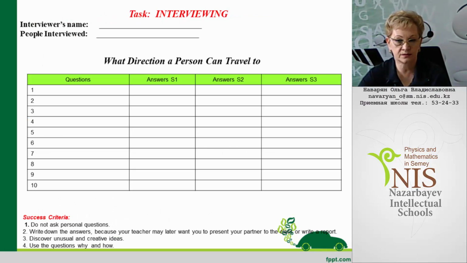This is the phase of our interviewing task. So the task was what direction a person can travel to, and each interviewer should write 10 questions. Firstly, invent 10 questions, write them down, and then ask these questions to 3 different people. Do not forget about success criteria, which will help you to evaluate and give reasonable feedback.